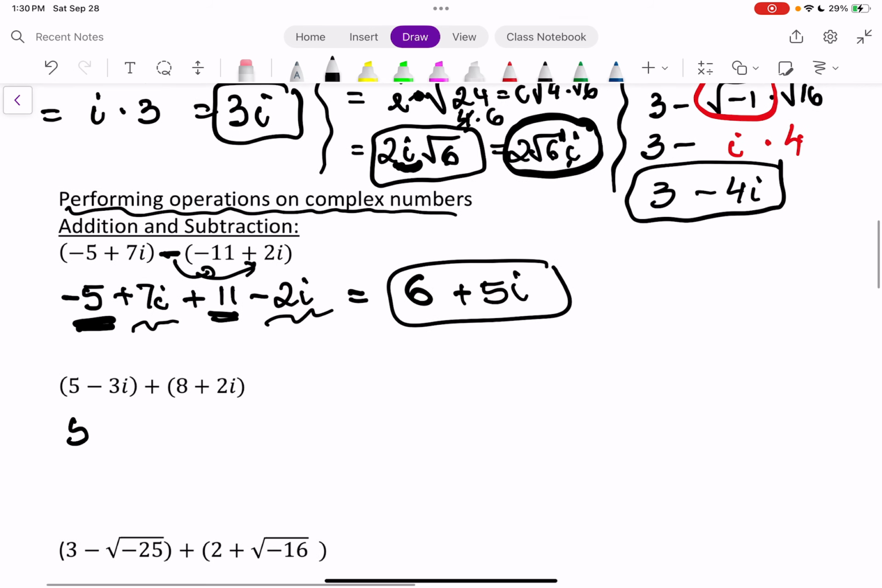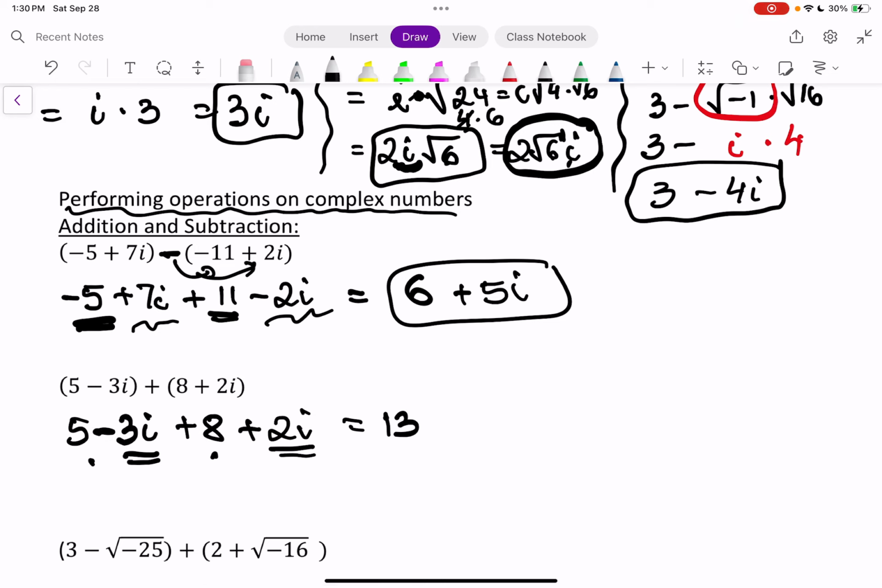This problem here is even easier because it's a plus up front, so there's nothing to distribute. So 5 plus 8 is 13. 3i plus 2, I'm sorry, I messed it up, that's a minus. So negative 3i plus 2i is negative 1i. You can write the 1 if you want, or you can write it without the 1. We know it means 1i.